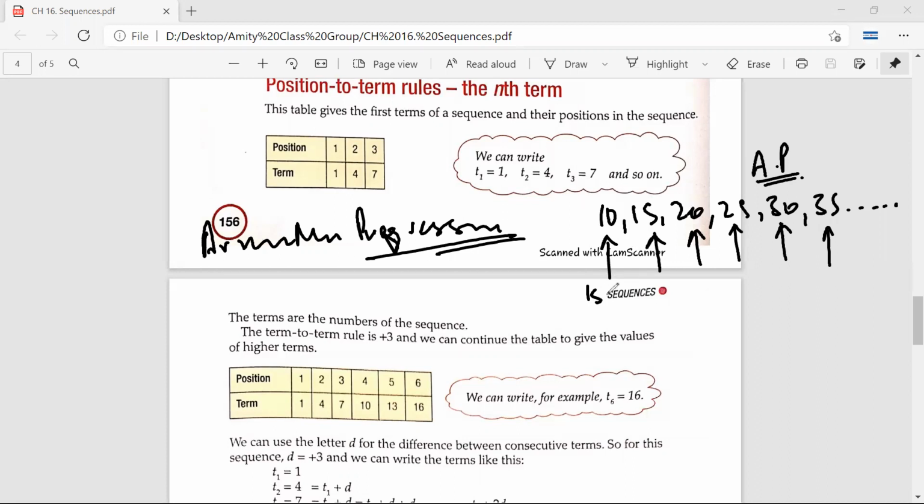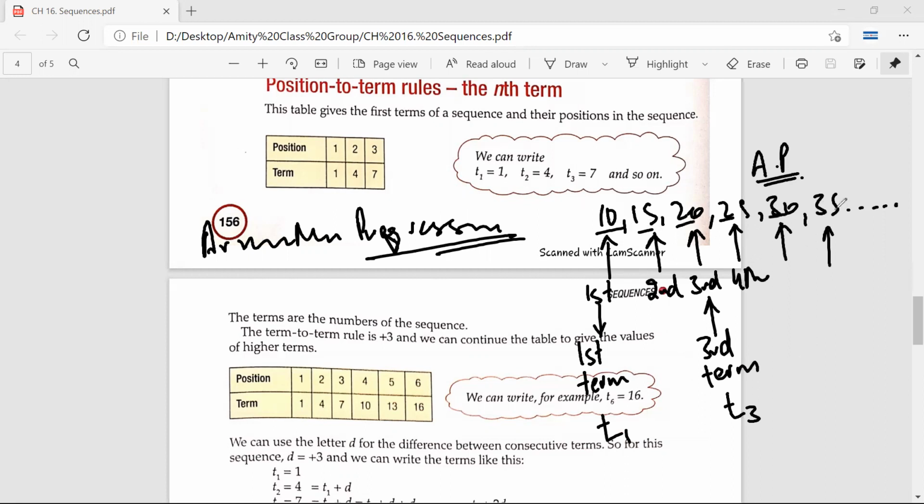So this is the first position, this is the second position, this is the third position, this is the fourth position. This first position can also be written as first term. This can be written as third term. The first term can be written as T1 and this can be written as T3. And this is the first, second, third, fourth, fifth, sixth. This can be written as T6. Any doubt about this? Sanvi? No, sir.